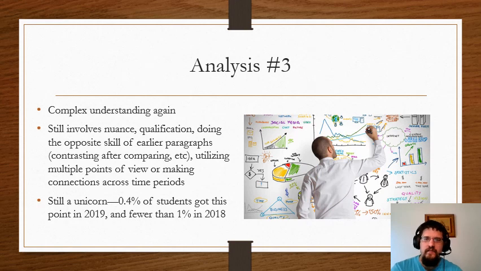And then analysis 3, the infamous unicorn point. Wording is exactly the same. Still shows complex understanding. It's where you can peg in your however paragraph. It's where you use different points of view to make connections across time periods. Don't lose sleep over this. Like I've said before, if you write an 8-point DBQ or a 9-point DBQ and you just don't get that unicorn point, you're still looking at a 5 on the exam almost certainly.